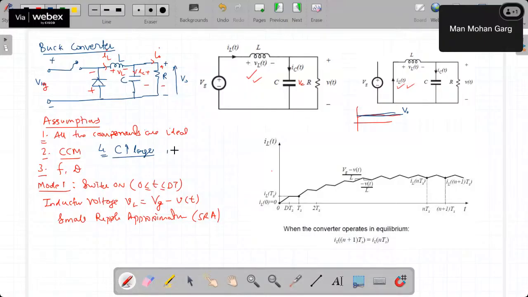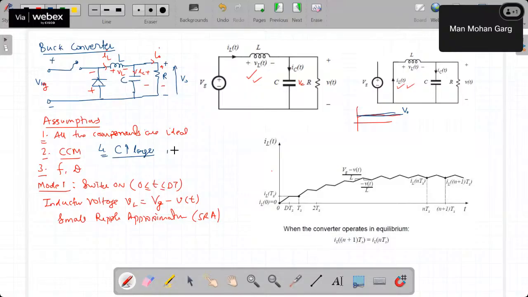In the very first cycle, we consider that V naught is 0. So what is di by dt? It is Vg upon L only. So now the inductor current will increase with this slope Vg upon L, and it will reach a certain value.